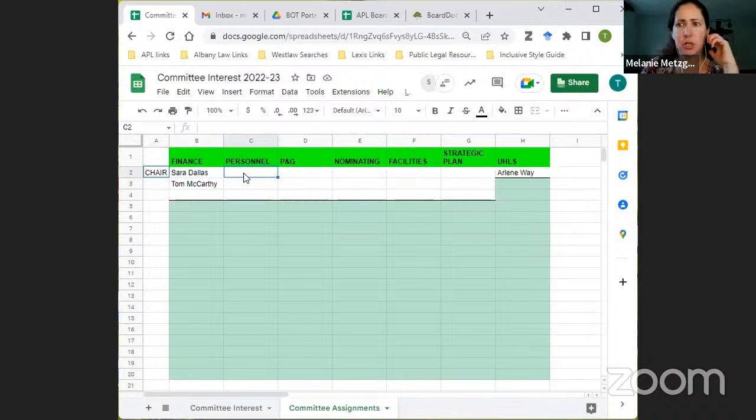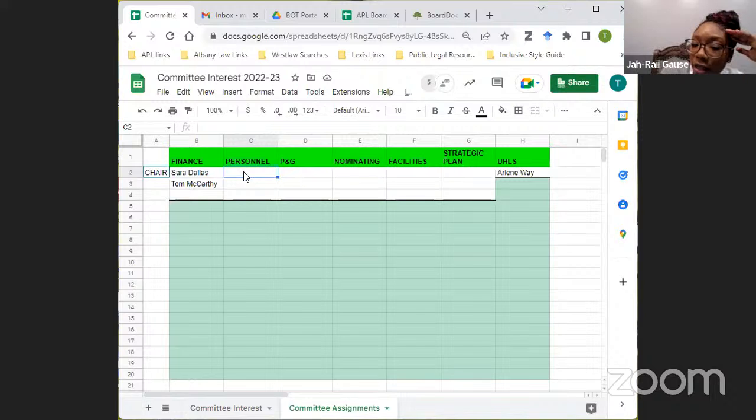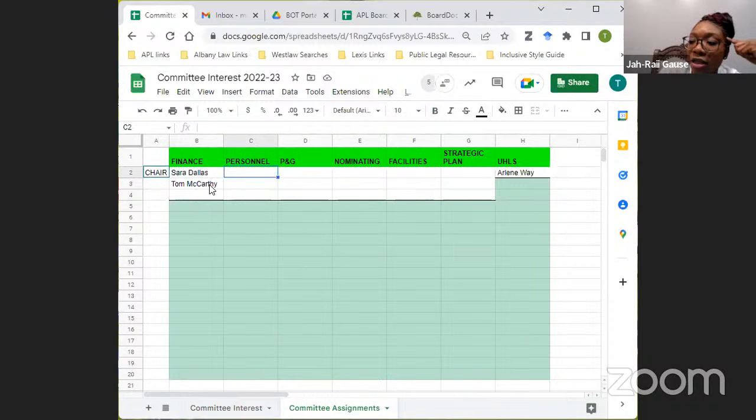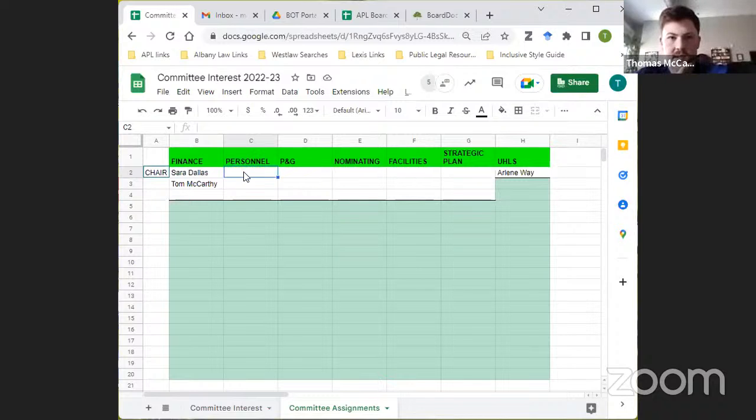And just a reminder that the strategic plan is not a regular committee. It's a separate, ad hoc committee. It's not a standing committee. So we'll just work on finance, P&G, personnel, nominating, and facilities for right now, right? Those 5 are the main things for right now.